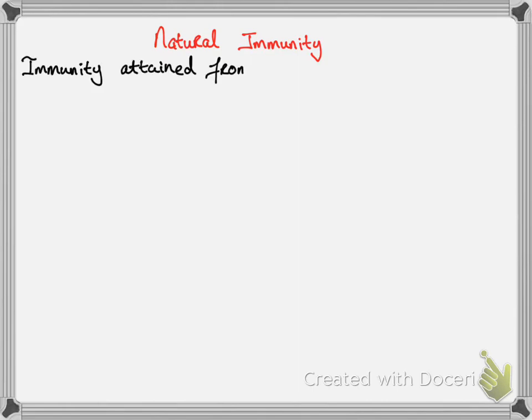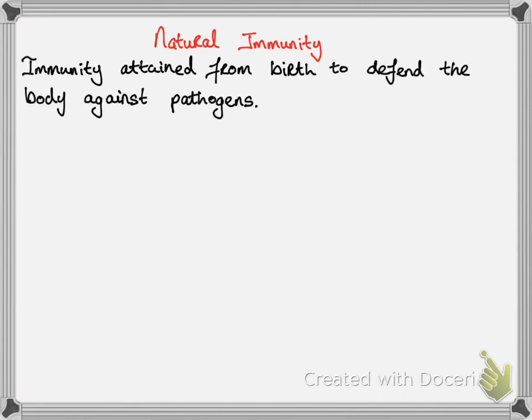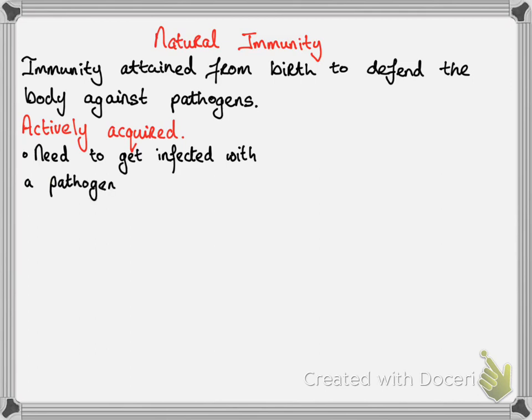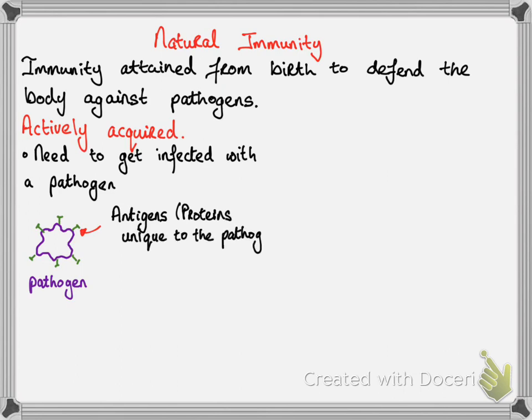Active immunity is attained from birth to defend the body against pathogens. So this is usually what you get from your mother, attained from birth. The most common method of active immunity is when a person gets infected with a pathogen. So whenever you get infected with a pathogen, like so, this is a pathogen, and it enters your body, this is how your body defends itself. So first thing that you need to recognize, on the pathogen I have here are green little T shapes. These things are called antigens, and they are proteins unique to that pathogen.